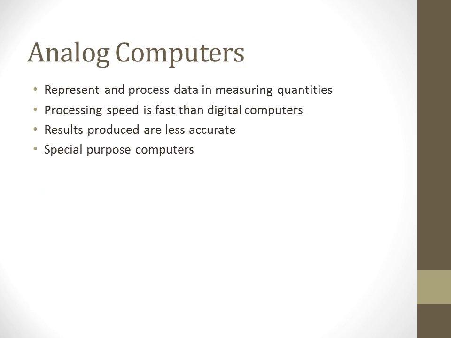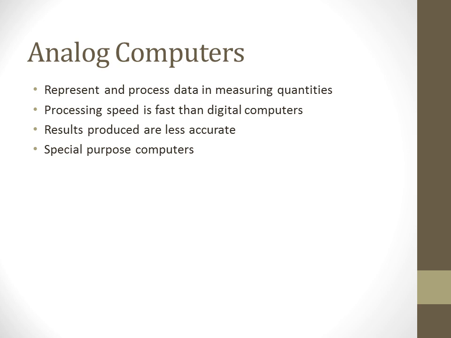Next are the analog computers. These computers represent and process data in measuring quantities, or you may say that they represent and process data in continuous form. The data in these computers varies continuously. We cannot say there is a specific value of data at a specific instant. Secondly, their speed is much faster as compared to digital computers, but the results are less accurate.